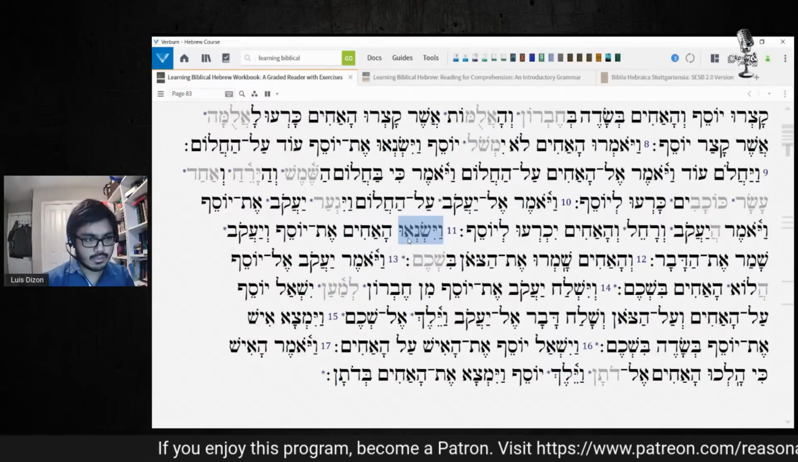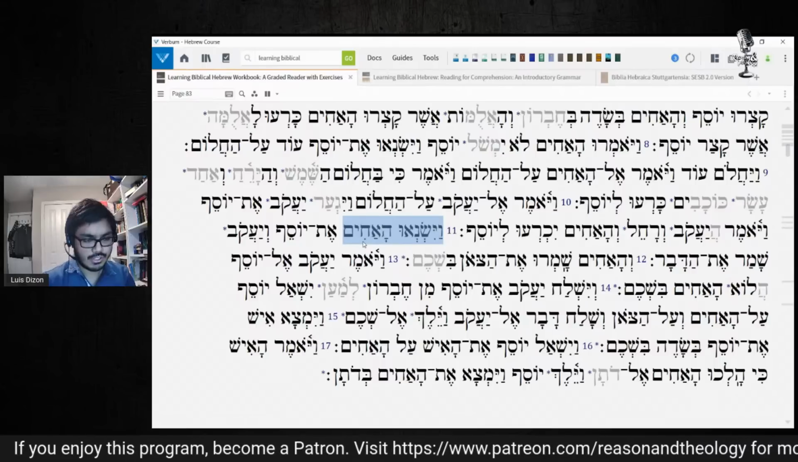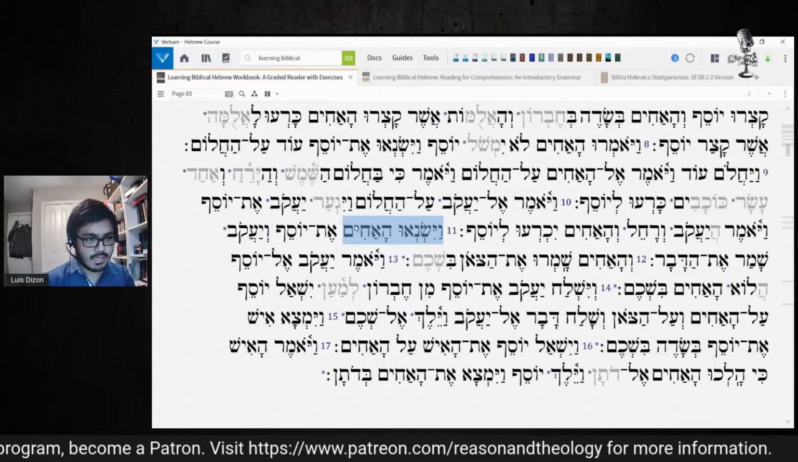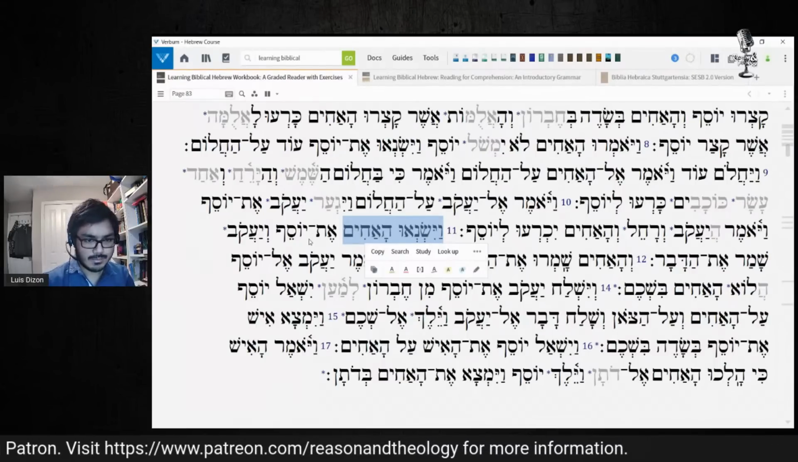Also, you may have noticed several times now that the verb often comes before the noun, that is the subject of the verb. So this is a common Hebrew sentence structure. So it's verb and then subject and then object.